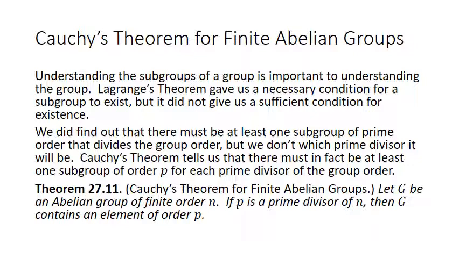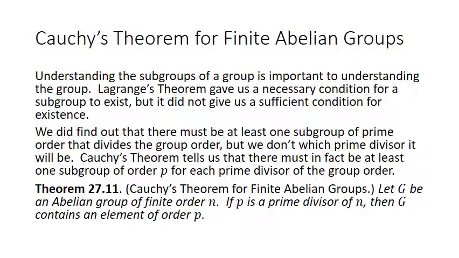Okay, so right at the end last time we had looked at Cauchy's theorem for finite abelian groups, but we didn't get into the proof. Understanding the subgroups of a group is important to understanding the group. Lagrange's theorem gave us a necessary condition for a subgroup to exist, but not a sufficient condition. Remember that Lagrange's theorem said that if you are a subgroup of the group, then your order must divide the order of the group. We did find out that there must be at least one subgroup of prime order that divides the group order, but we didn't find out which prime divisor it is.